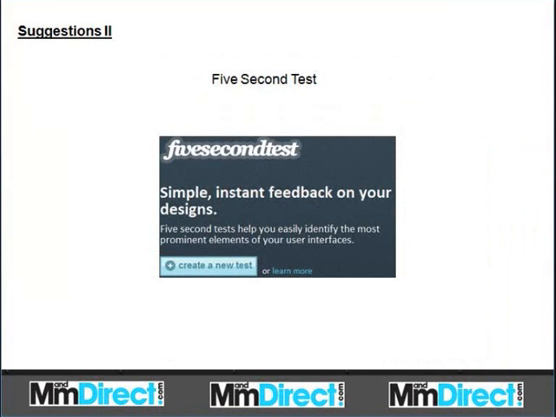Another way is to include in the website the 5-second test. The 5-second test is a simple online usability test that helps you to identify the most prominent elements of your user's interface. The visitors of the website can take part in the test where they are asked to write down the top 5 things they remember from the website or important that they didn't notice.